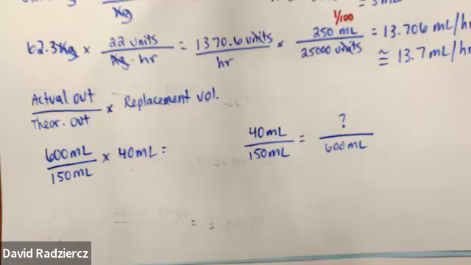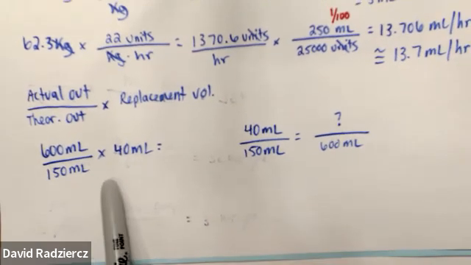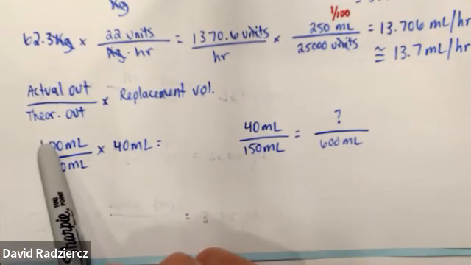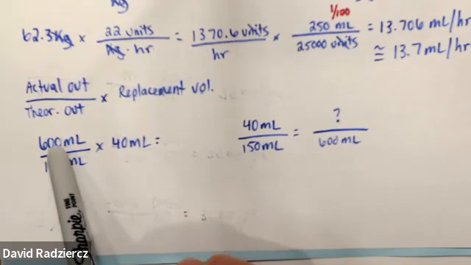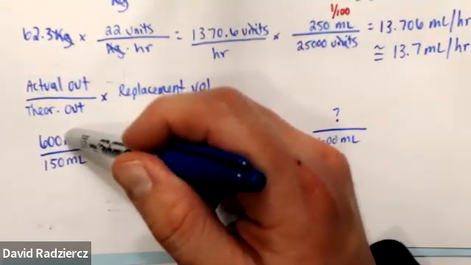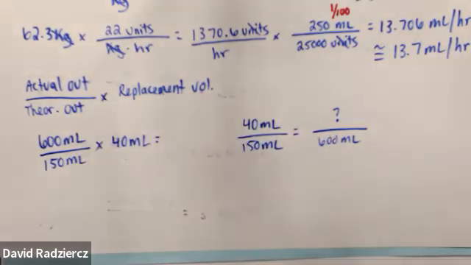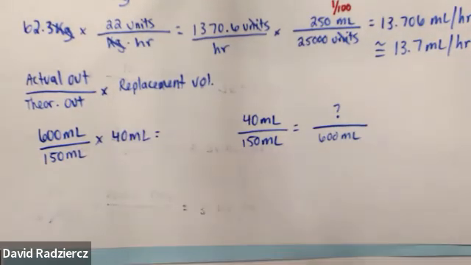If you do this every single time, you'll get it right every single time. If you do it this way, you'll also get it right. Just keep in mind that it's not always the biggest number that goes up here. It's the actual output that goes here. So this number could actually be less than the 150, and you could still calculate a replacement volume. It would just be a number less than 40.